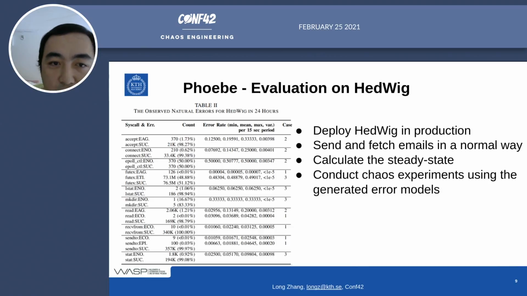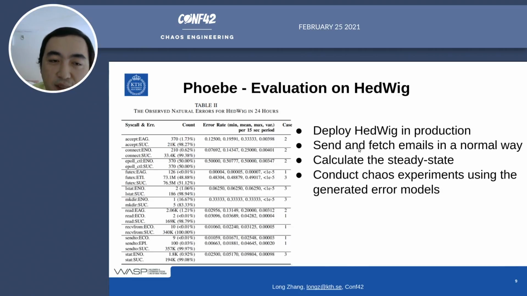So for example, in the table on your left, we observed almost 10 different kinds of system call errors, and some of them happen quite a lot. Some of them, the error rate is quite low. But these are interesting findings for us, and we would like to explore more about how Hedwig behaves if we inject more failures with respect to different categories of system calls. So that's the first phase. We observe the system's behavior, and we collect all kinds of naturally happened errors. Based on the errors and also based on the application strategies I introduced just now, Phoebe outputs realistic error injection models for our future experiments.